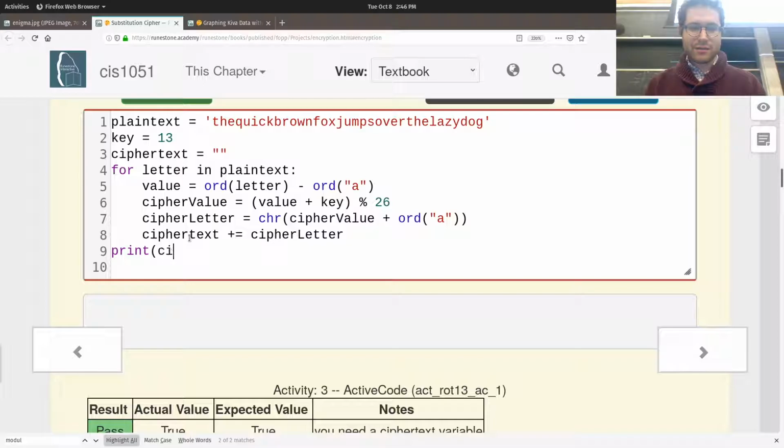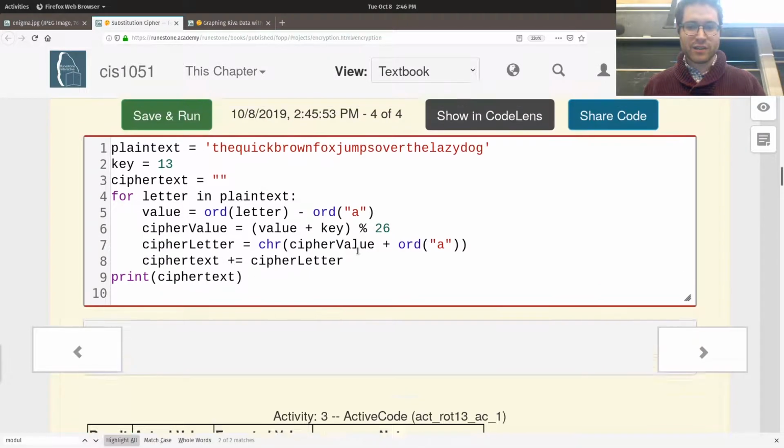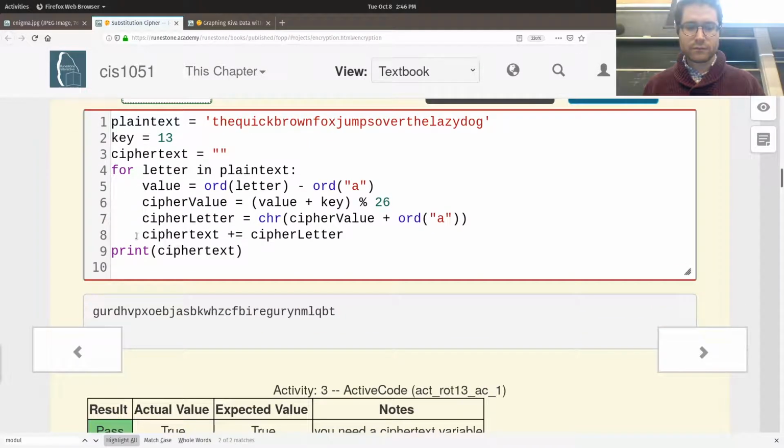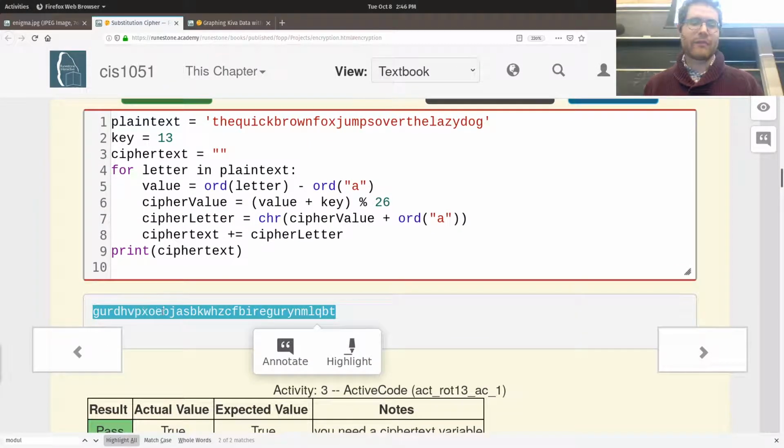So print ciphertext to see what we just converted into. Gird, blah, blah, blah. Okay. So wait, how do we know that that works and it's not gibberish? Excellent question. Glad you asked.